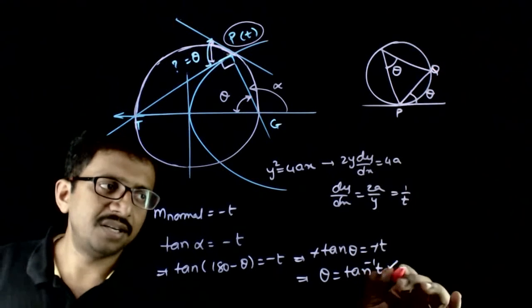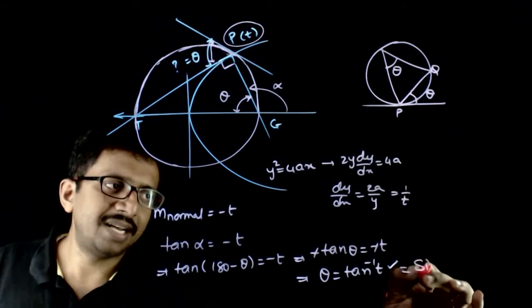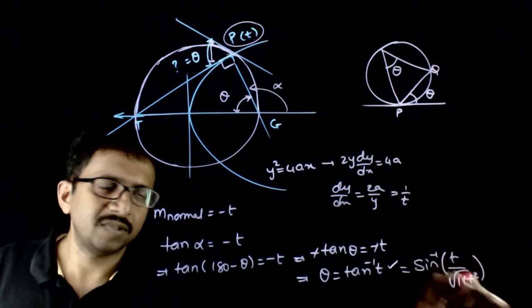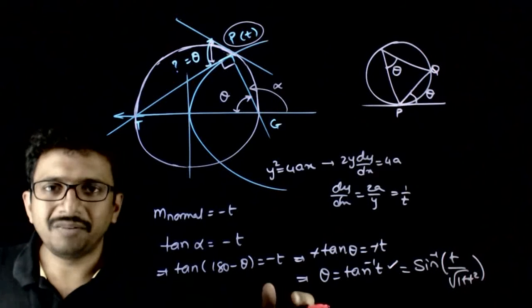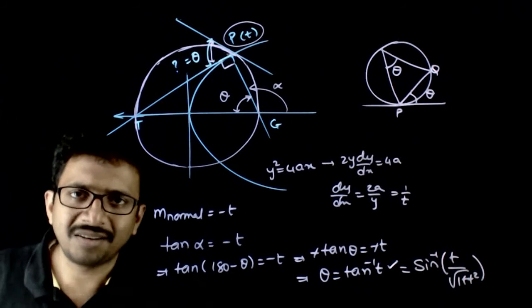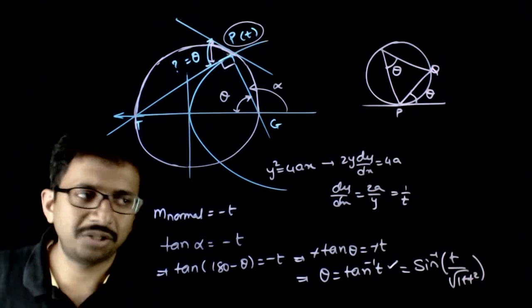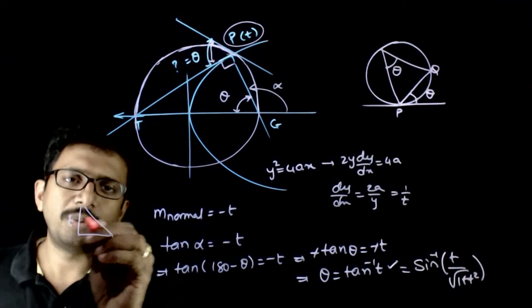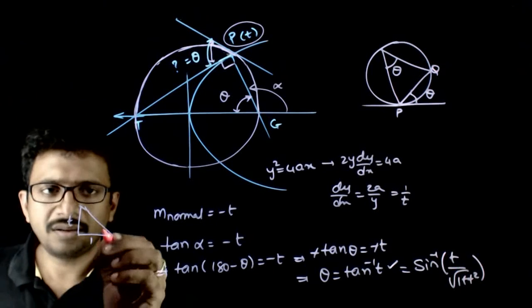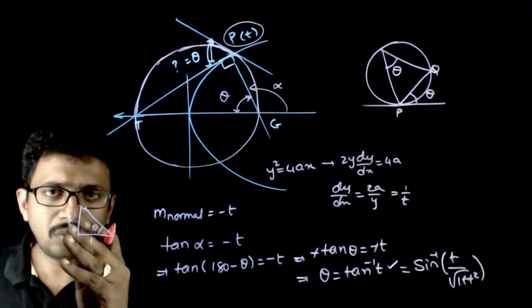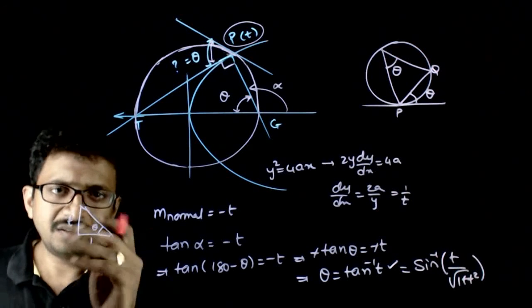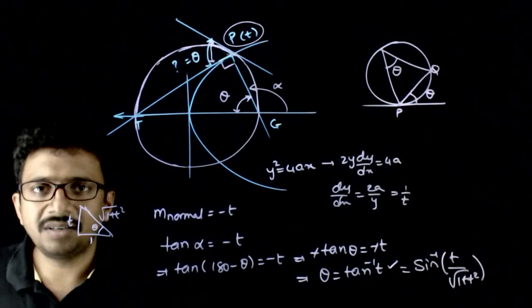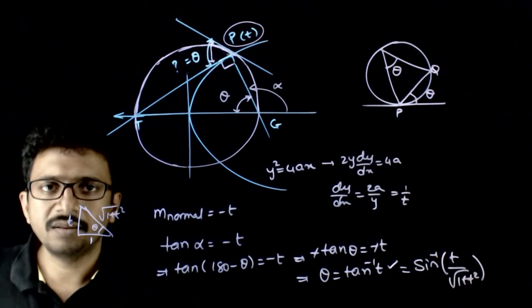And if you convert this into sine inverse, you can also write it as sine inverse of t by root of 1 plus t square. So you know how to convert one inverse trigonometric ratio into another inverse trigonometric ratio. So for tan inverse of t, you have a triangle with opposite side t and adjacent side 1. So corresponding to tan inverse of t, you have sine inverse of t by root of 1 plus t square. Thank you.